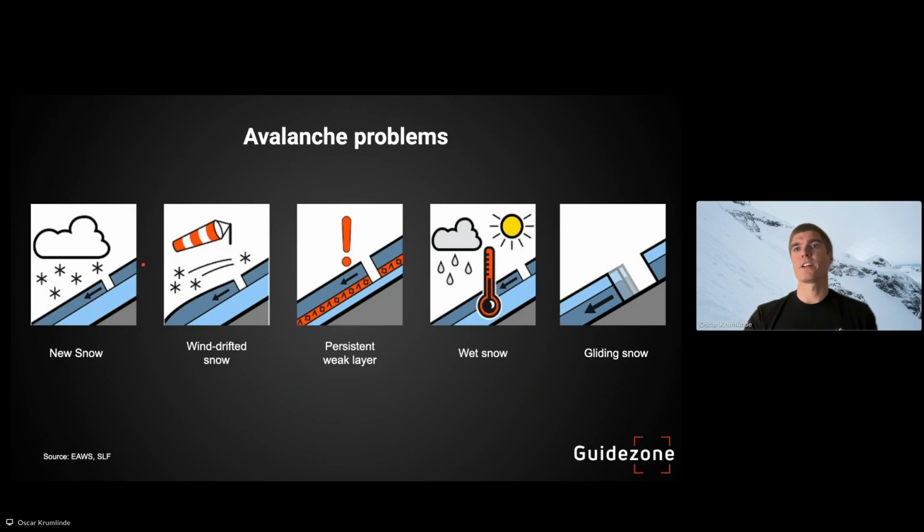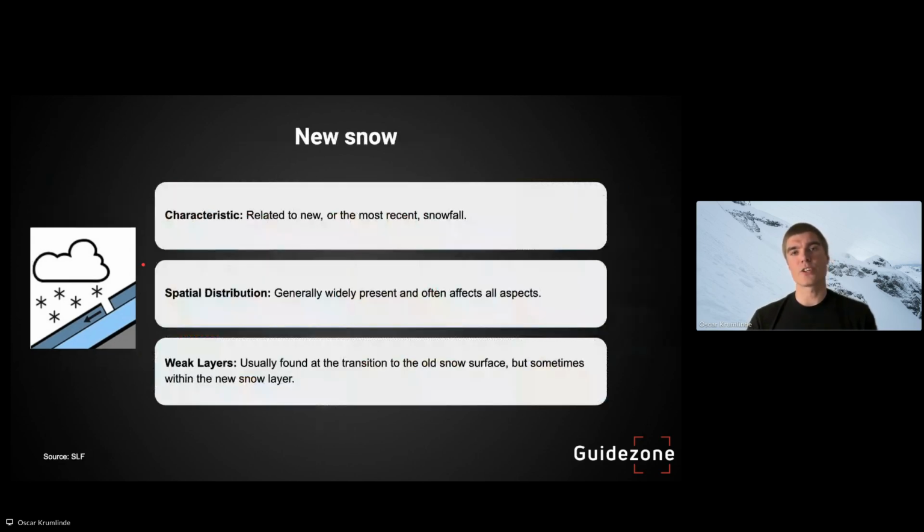So let's start with the first avalanche problem. So new snow. I mean, new snow is why we want to ski, because we get this new, fluffy snow that creates good powder skiing. But it's also an avalanche problem. So the new snow problem is related to the new or most recent snowfall. The spatial distribution, which is a fancy name for where is the problem on the mountain. Well, new snow is generally widely present and found on all aspects, because if it snows, it will usually snow on all aspects. So north, south, west, and east. And it will snow at all altitudes above freezing.